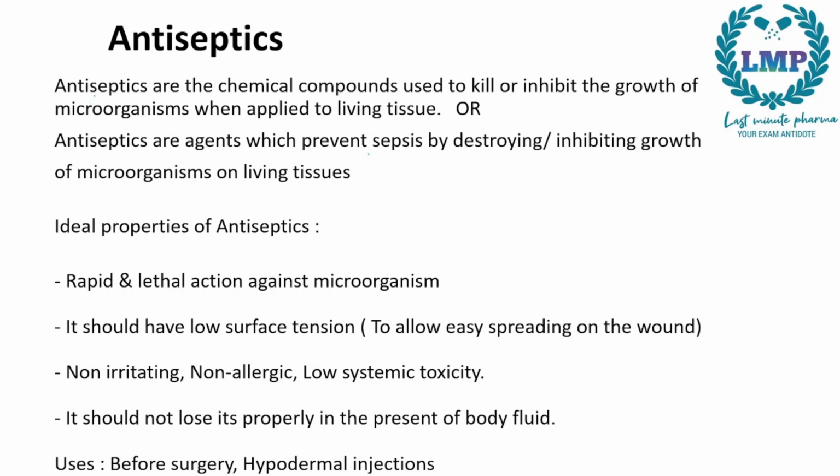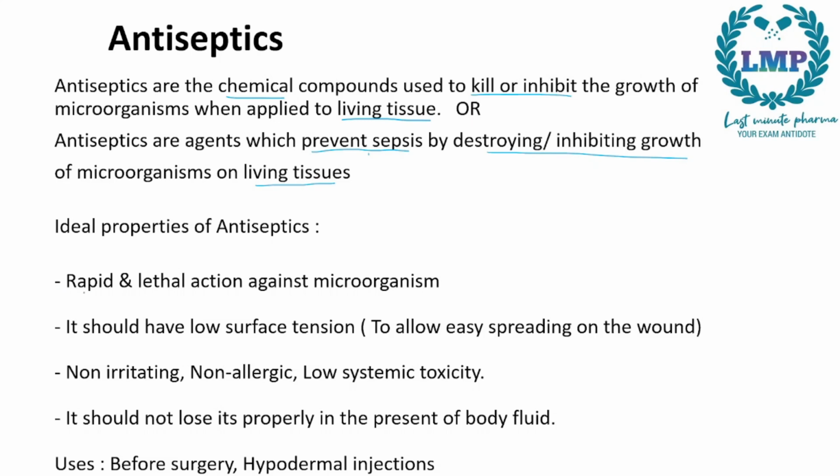Okay, so next up we have antiseptics. What are antiseptics? Antiseptics are chemical compounds which are used to kill or inhibit the growth of microorganisms when applied to living tissues. Antiseptics can also be defined as agents which prevent sepsis by destroying or inhibiting growth of microorganisms on living tissue. Now, what are the ideal properties of antiseptics?